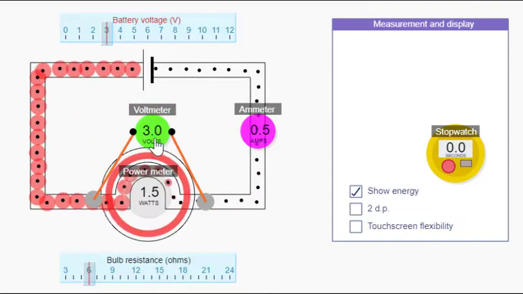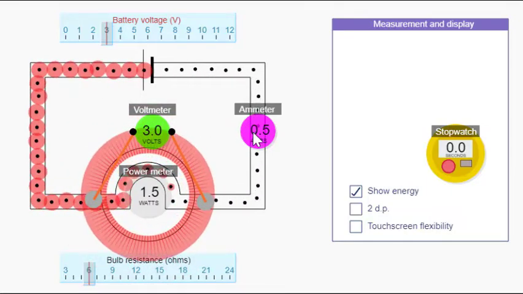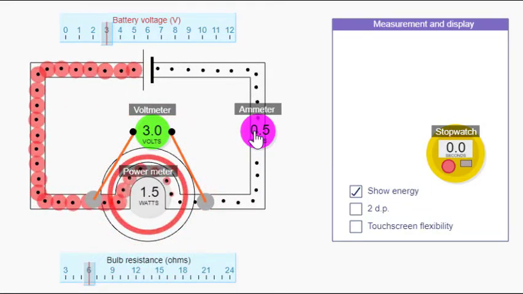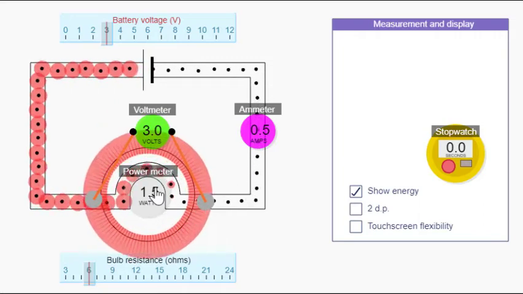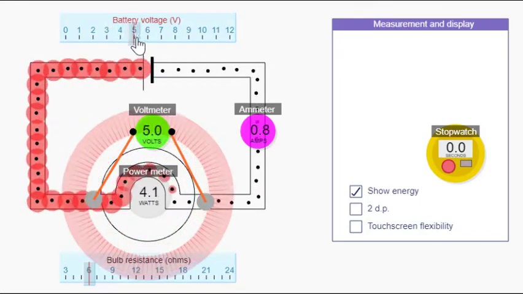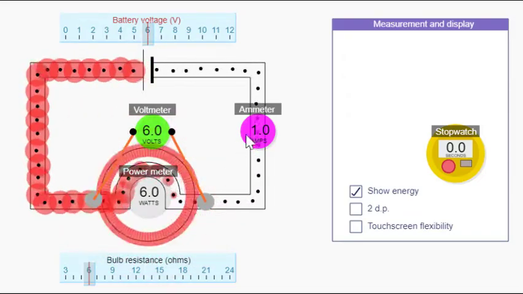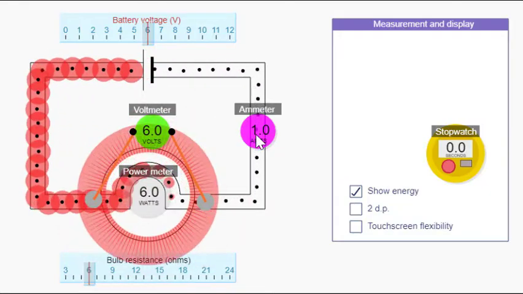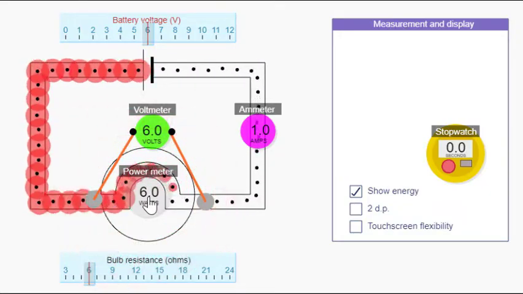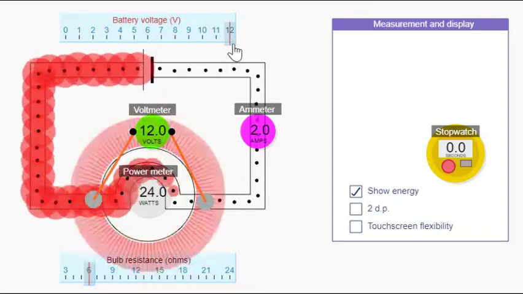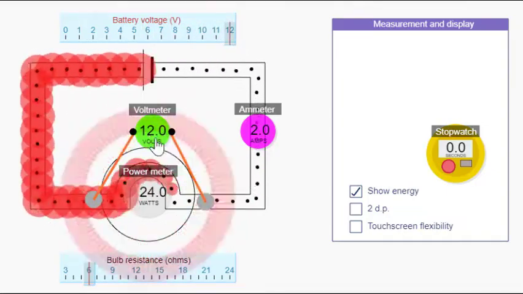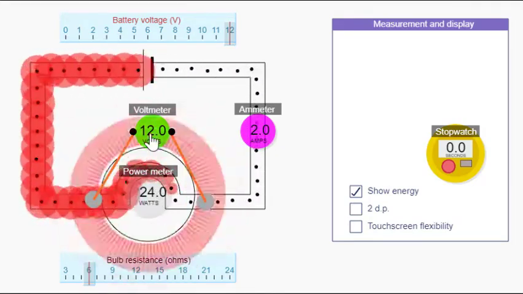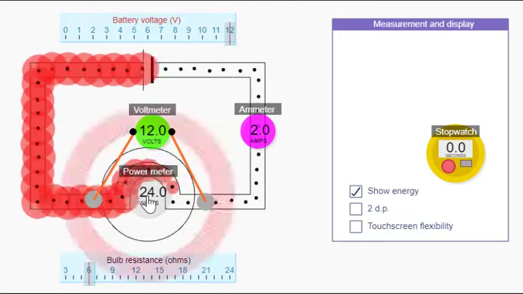If the PD is 3 volts and the current is 0.5 amperes, then the power is 3 times 0.5, which is 1.5 watts. If I increase the PD to 6 volts, then the current increases to 1 ampere and the power is 6 times 1, which is 6 watts. And if I increase the PD again to 12 volts, then the current increases to 2 amperes and the power is 12 times 2, which is 24 watts.